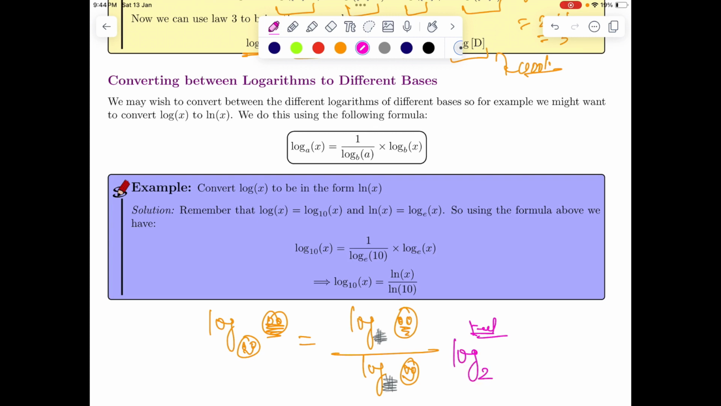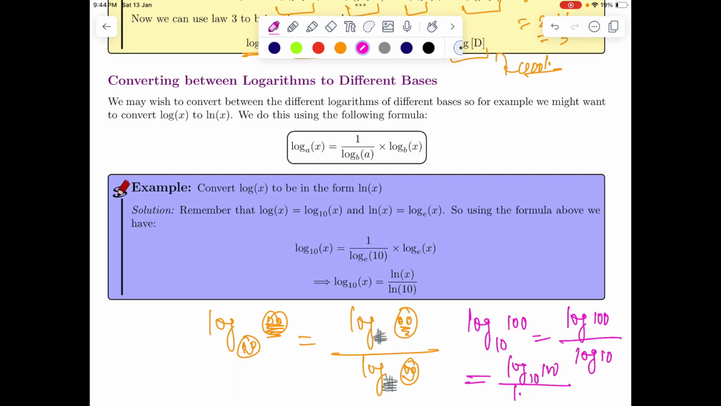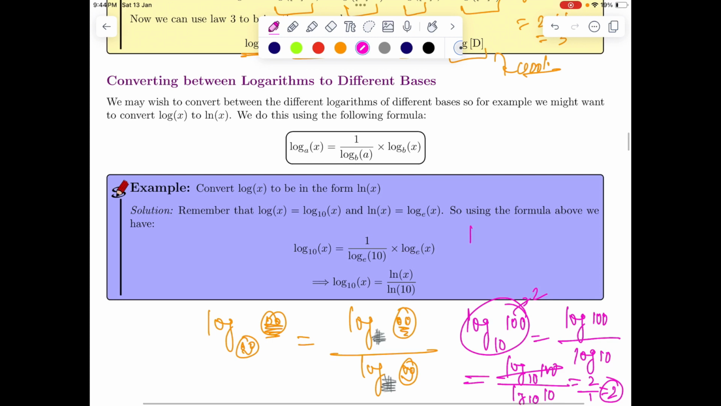Let me give you a feel by taking an example. Let's say I gave you log base 10 of 100. So you can simply write it as log of 100 by log of 10. On which base? Your life, your choice. Let's say if I write it on base 10, so log base 10 of 100 by log base 10 of 10, that will be 2 by 1, which is of course 2 here, right?